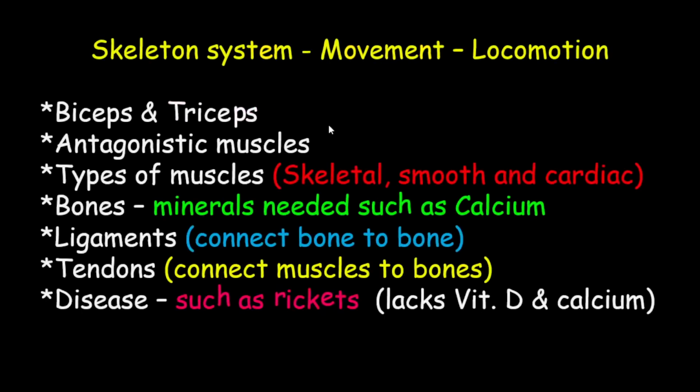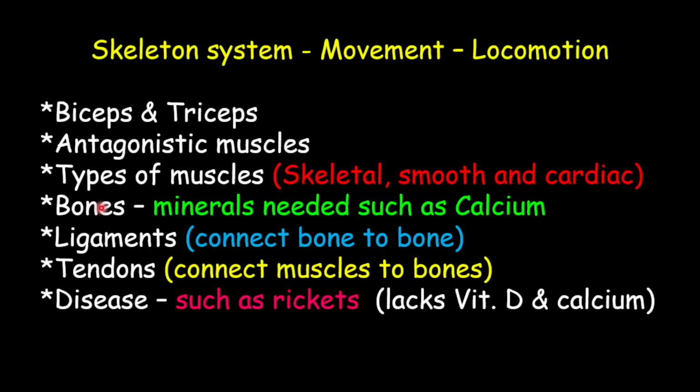All right, so skeleton system at this point. All right, let's talk about that. What you need to know about the skeleton system: you need to know about bicep and triceps. You need to talk about antagonistic muscles. You need to talk about types of muscles, skeleton muscles, smooth muscles, and cardiac muscles. Know the difference between them and how to identify them.